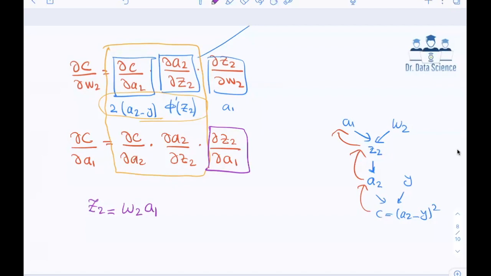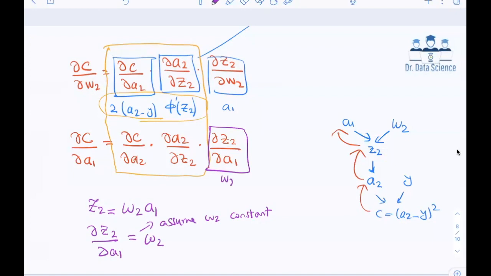And now we have to again use the partial derivative. So we want to find the partial derivative of Z2 with respect to A1. This means that we assume W2 is constant. And when we have a constant times a variable, the derivative is that constant. So this means that this partial derivative is W2. So now we have the partial derivative with respect to A1, and we can continue this process to find all these partial derivatives.